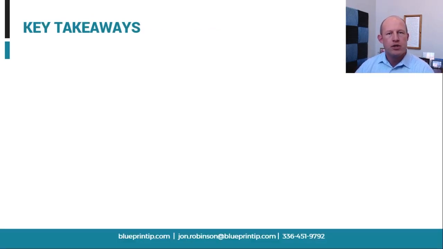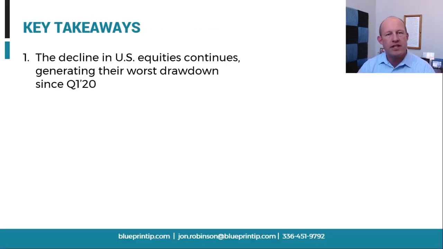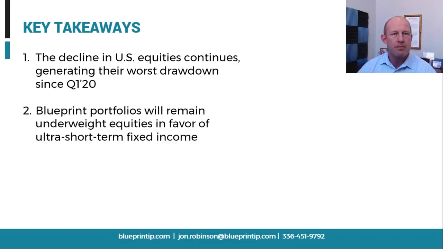So what are the key takeaways? Well, first, the decline in U.S. equities continues. This is the worst drawdown that we've had since the Corona crash. If you look at from the absolute high to the absolute low, at least as we know it right now, we're looking at about a 15% drawdown in the S&P. Now, that's nowhere near what we saw in the Corona crash of just over 35% peak to trough or high to low. But this is the most significant drop we've had in stocks since then.